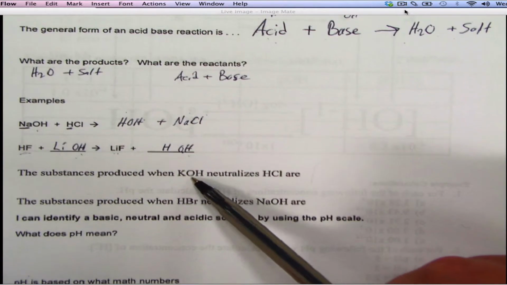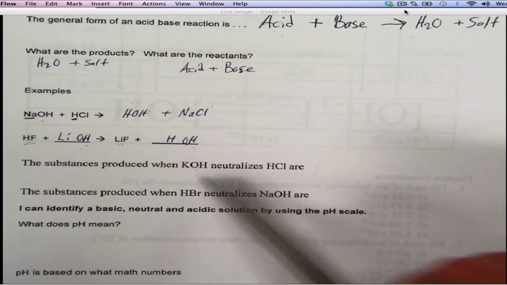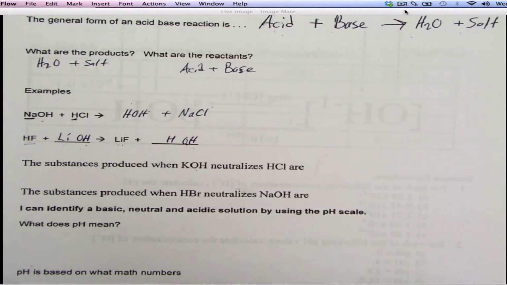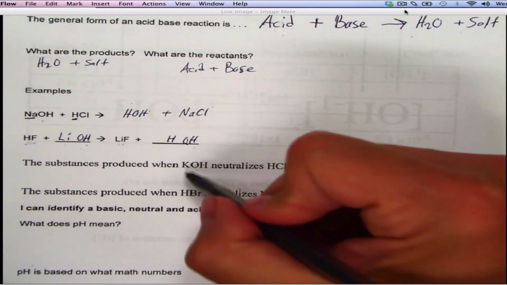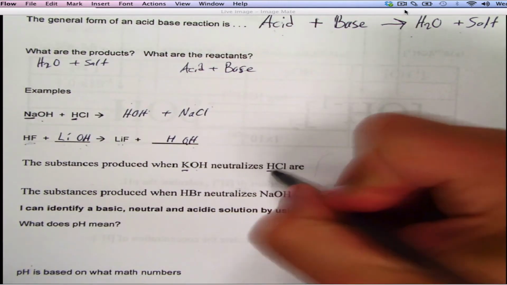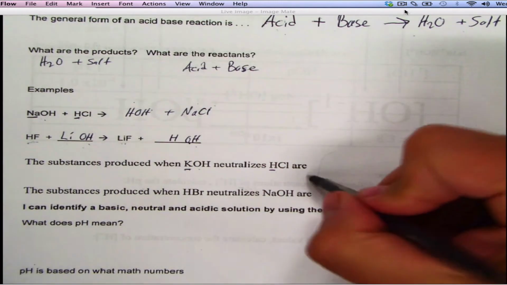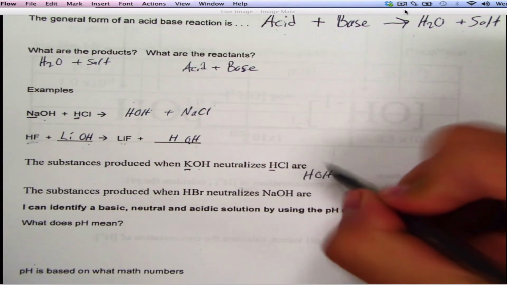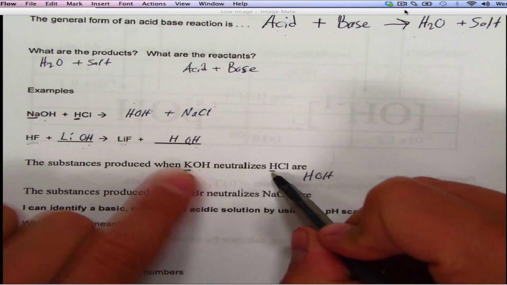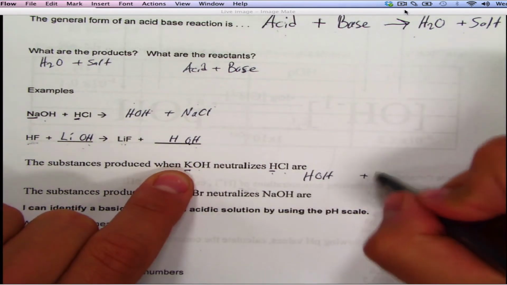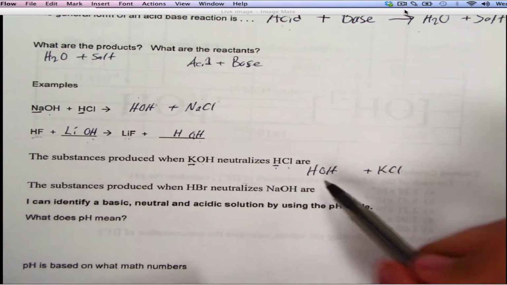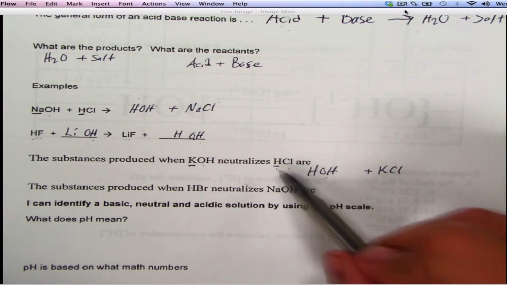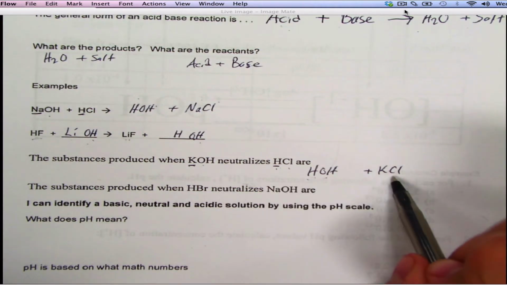Now, thinking on a different level, if I had this acid and this base, what are the products that get formed? So think, the two first ones have to switch spots. So that means I'm going to get HOH for one, the H going with the OH, and now the K will go with the Cl. So HOH, here's my water. Acid plus a base make water and some type of salt.